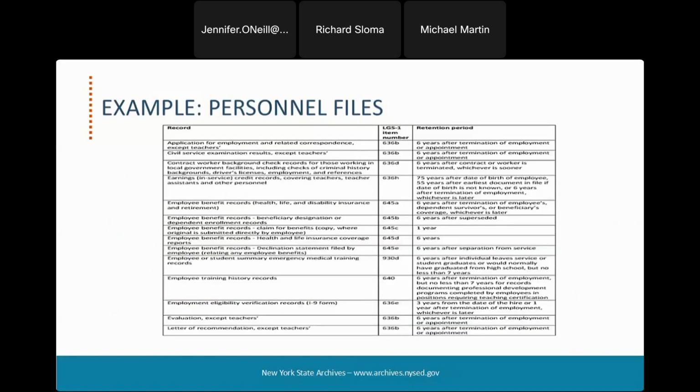So this slide has an example of a tool called a case file retention sheet. It lists the records to be included in a personnel file, their matching retention schedule item, and their retention. And this is something we recommend for all your case files, if you can create one. It takes a little bit of time, but it's well worth it because it's a really good cheat sheet.